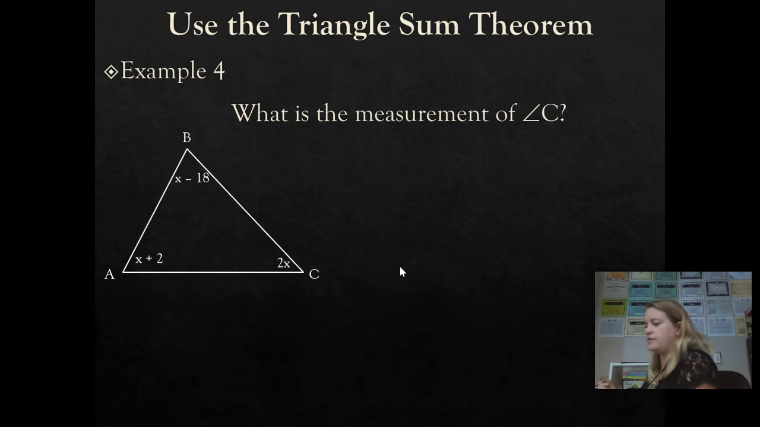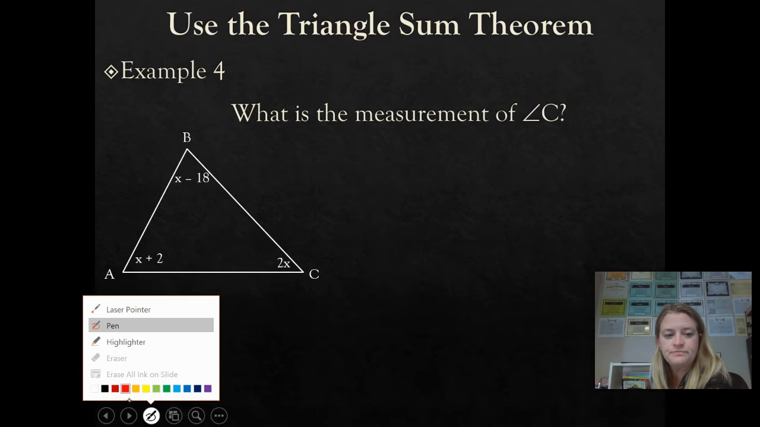I'm going to finish up our notes on the triangle sum theorem. So we're going to go ahead and finish up example 4. And this one asks a little bit different, okay? So not only do we need to figure out what x is, but we also have to figure out exactly how many degrees angle C is, okay?